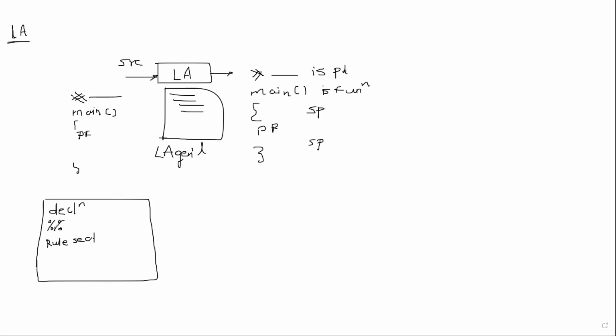When I use this double % sign, it means the declaration section is over and now this is your rules section. After the rules section, again I use this double % sign, which indicates the end of the rules section. And after that, you have the auxiliary procedure section. So I will call it the auxiliary procedure section.